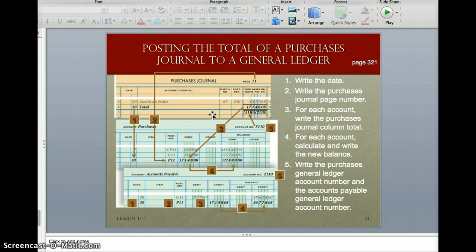Remember, we titled this column because they're both credits. Here's where purchases comes from, here's accounts payable. Even though it's listed once here because we gave ourselves a special column to save us time earlier, we have to post to both purchases and accounts payable. Here we have purchases: we put the date, it's coming from Purchases Journal 11, we're going to put the debit, and add that to our debit already in there. And don't forget, you have to go back and post up here to the account too. Accounts payable: the 30th, P11, 17,148, add that credit to the total.